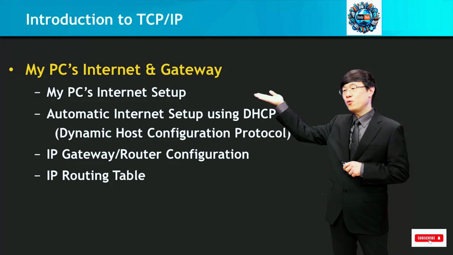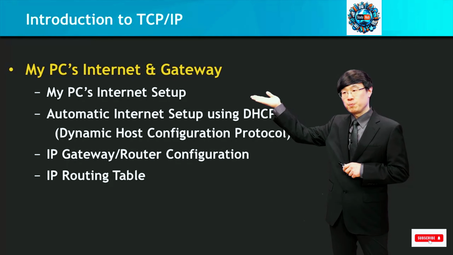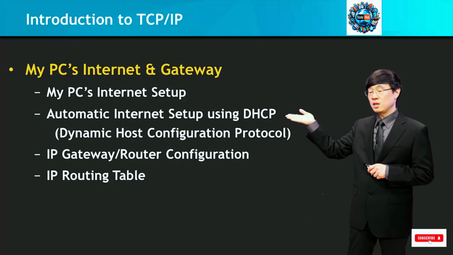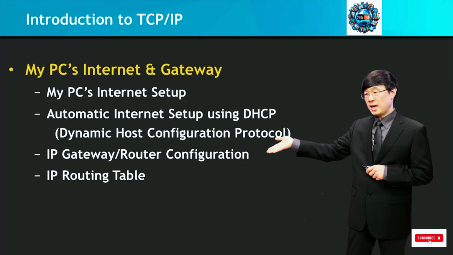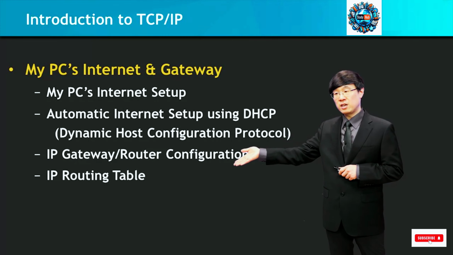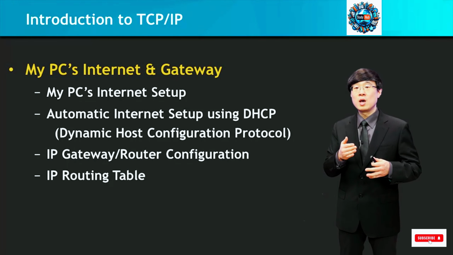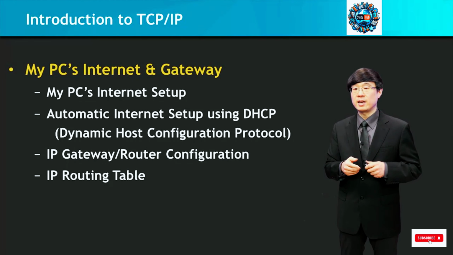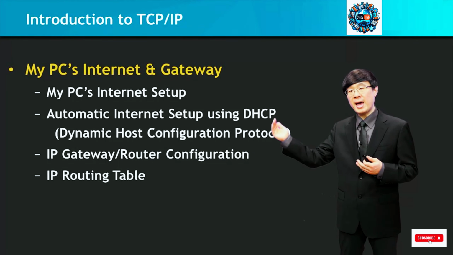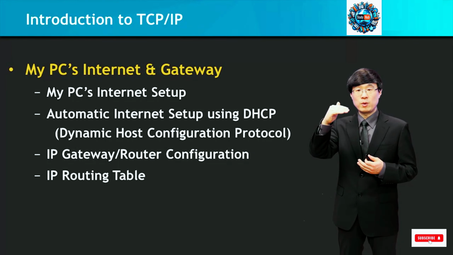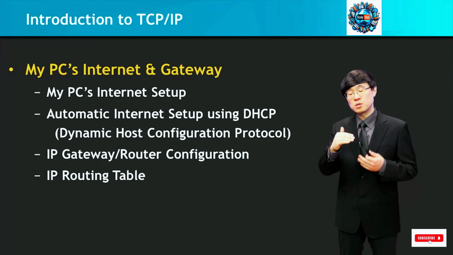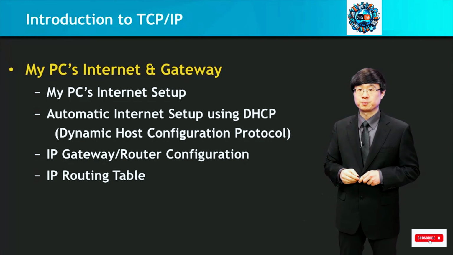So we start off with My PC's Internet Setup. Then we go into the second one, which is the Automatic Internet Setup using DHCP, which is the Dynamic Host Configuration Protocol. Then the IP gateway and router configuration. And then based on that configuration, we're going to see how the IP routing table is set up and then how it's used. When a packet comes into the router or the gateway, how is that routing table used to find which way to send it out?